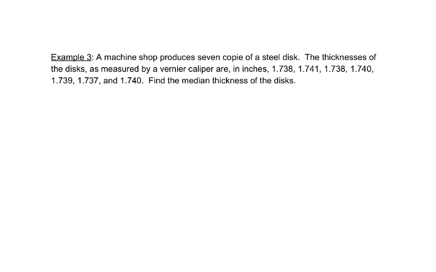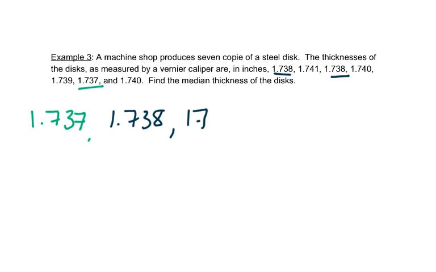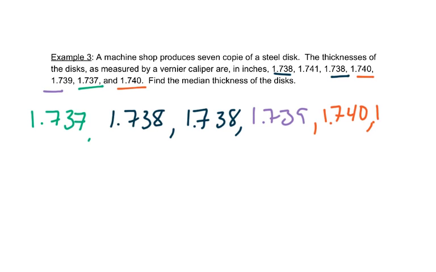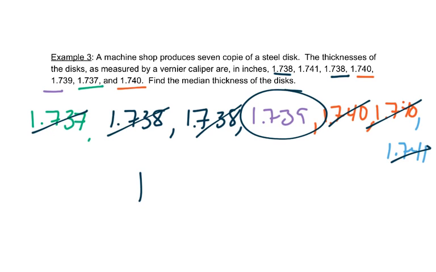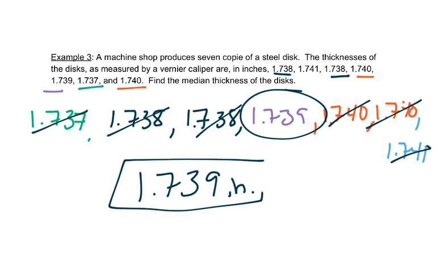So the first one I see is 1.737, and then 1.738, and that happens twice. And then 1.739, and then 1.740 happens twice. Notice that if it happens more than once, you need to write it more than once. And then finally, 1.741. So now we can find the middle number. We'll cross off the ends, and then the next two, and then the next two. We end up with 1.739, and this is inches.